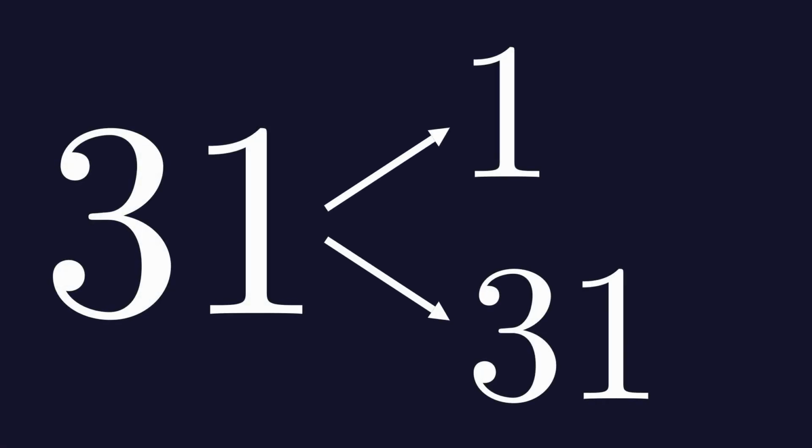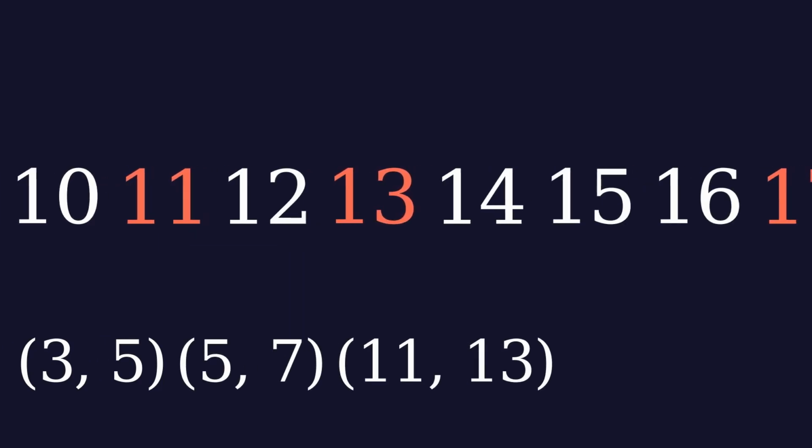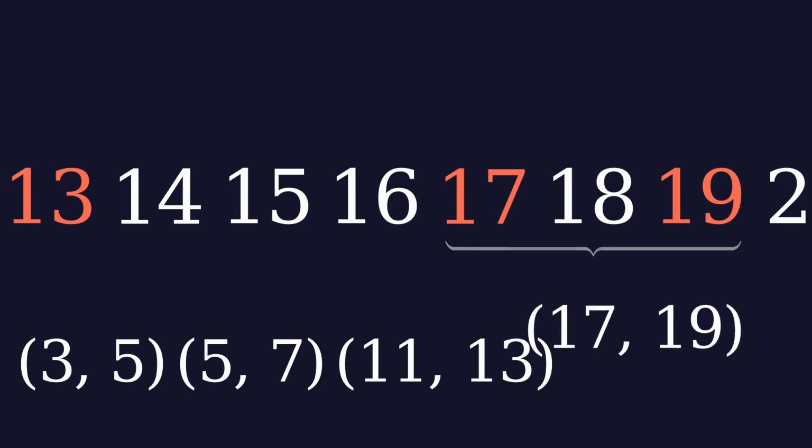A prime number is a positive integer that has exactly two positive divisors, one and itself. For example, 2, 3, 5, 7, and 11 are prime numbers. A twin prime is a pair of prime numbers that differ by 2. For example, 3 and 5, 5 and 7, 11 and 13, and 17 and 19 are twin primes.